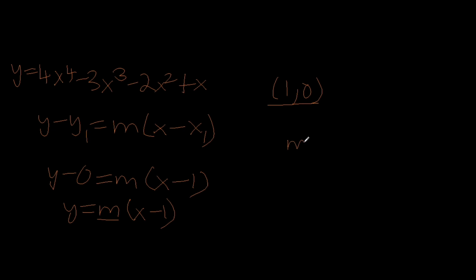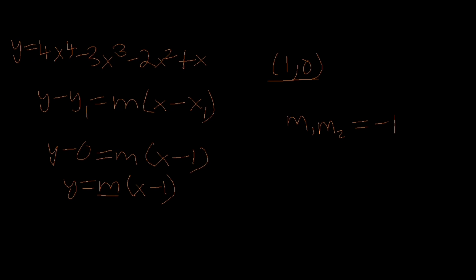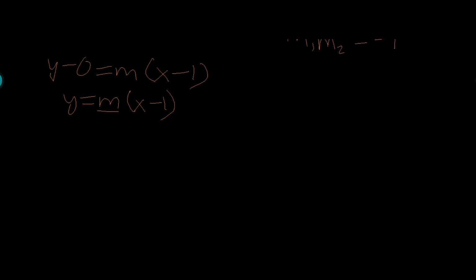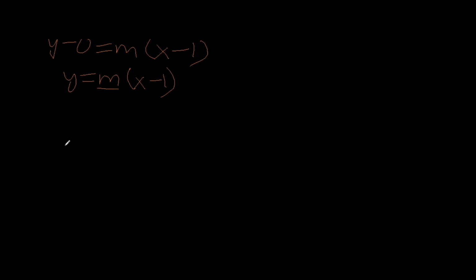In other words, m1 multiplied by m2 is equal to -1, where m1 is the gradient of one line and m2 is the gradient of the other line. So if we want to find the gradient of the normal, then it makes sense for us to find the gradient of the tangent. And if you want to find the gradient of the tangent, you differentiate. If you don't know any of this, watch my previous videos in the playlist first before continuing with this video. Everything will make sense, I promise.